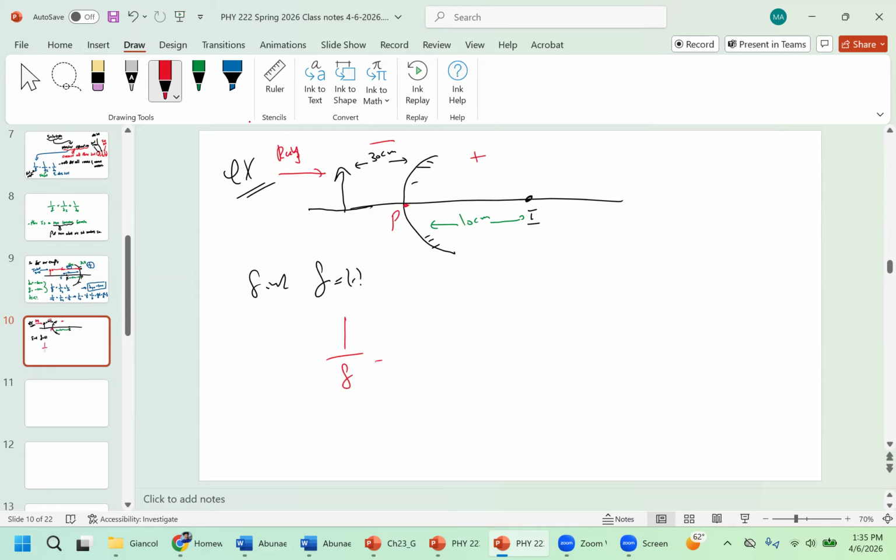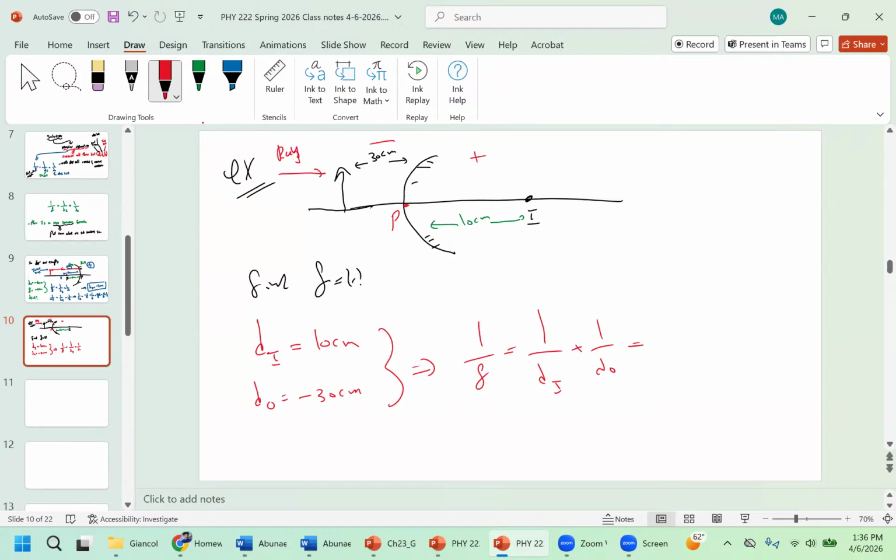So 1 over F is going to equal 1 over DI plus 1 over DO. And in this case, your 1 over F is going to equal what? 1 over the distance of the image, which is going to be what? No, let me actually go ahead and write down the information first. All right, so you got your distance of the image, which is going to be on the positive side, so it's going to equal 10 centimeters. Distance of the object is going to be on the opposite side, which is going to be negative 30 centimeters.